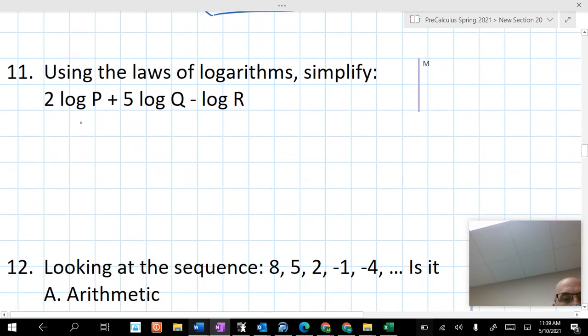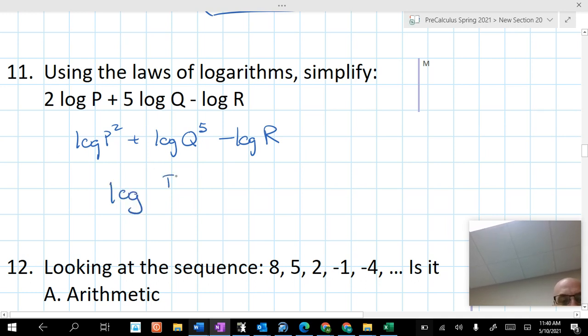Simplifying logarithms. So you put the powers on top. So it's a log of p squared plus the log of q to the 5th minus the log of r. And then anything that is added is in the numerator. Anything that's subtracted is in the denominator.